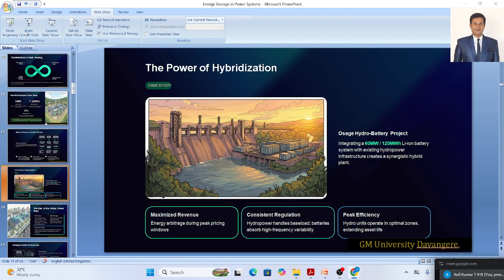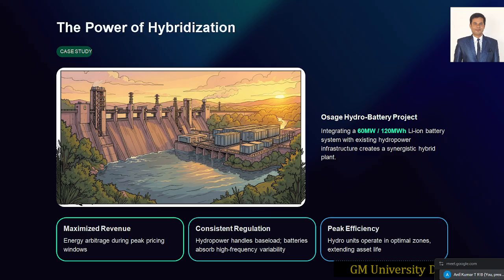So next we'll go to power hybridization. How can the power be integrated? Hybridization is nothing but the conversion of your hydropower, thermal, wind and other sources to store the energy. That is what you have to think about in power hybridization. So these are the various case studies we have to see.